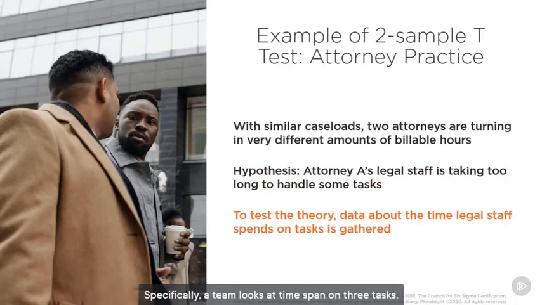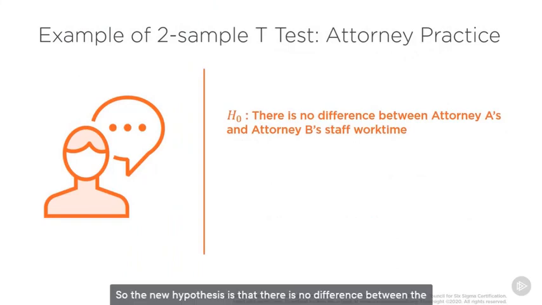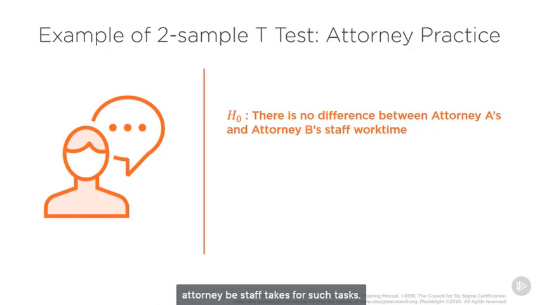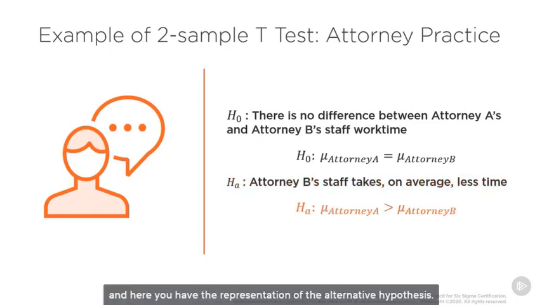Specifically, a team looks at time spent on 3 tasks for which the legal staff is allowed to bill 15 minutes each. Certain types of simple administrative phone, copying, or filing tasks. So the null hypothesis is that there's no difference between the average time attorney A staff takes and the average time attorney B staff takes for such tasks. And here we have the null hypothesis set up. The alternative hypothesis is that attorney B's staff takes on average less time for these tasks. And here you have the representation of the alternative hypothesis.